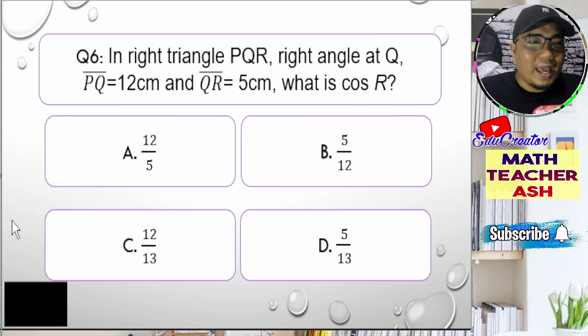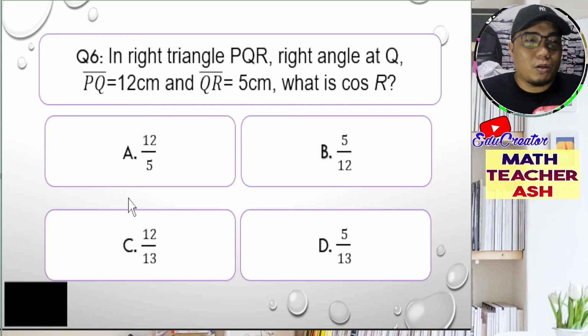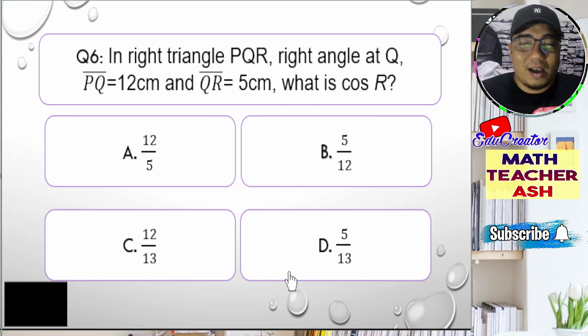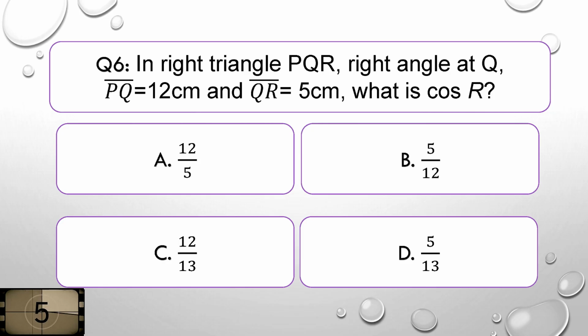Question number 6. In right triangle PQR, the right angle is at Q. If PQ is equal to 12 centimeters and QR is equal to 5 centimeters, what is cosine R? Is it A, 12 over 5, B, 5 over 12, C, 12 over 13, or letter D, 5 over 13? I'll give you 5 seconds to think about your answer.